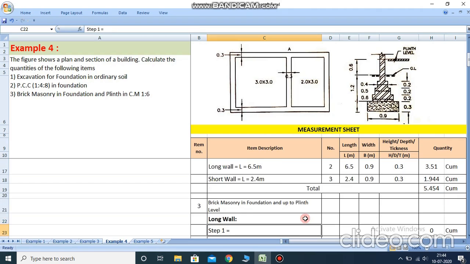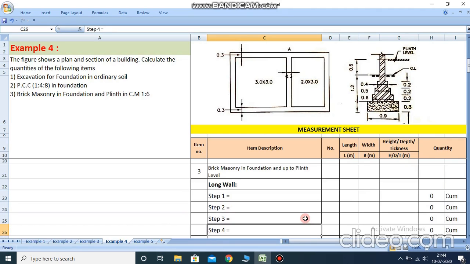Now we start brick masonry up to plinth level. Here in a foundation step footing is provided. So here step 1, step 2, step 3 and step 4. 4 steps are given. So I will show you. Here the first step is 0.6 meter width and thickness is 0.2. Second step is 0.5 meter width, thickness is 0.2. Third step is 0.4 meter width, thickness is 0.2, and the fourth step up to the plinth level.